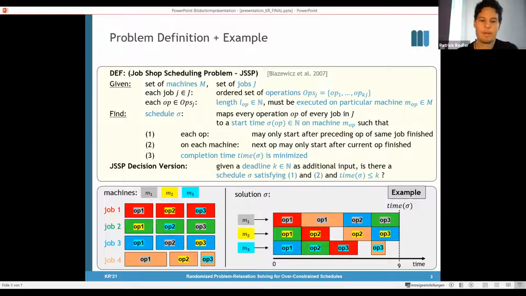And we can also define a decision version of this problem where we have a deadline k given, and we ask the question if there is a schedule that can finish all the jobs before this deadline. In this case, this would be a negative instance because not all jobs can be finished before time point 6.